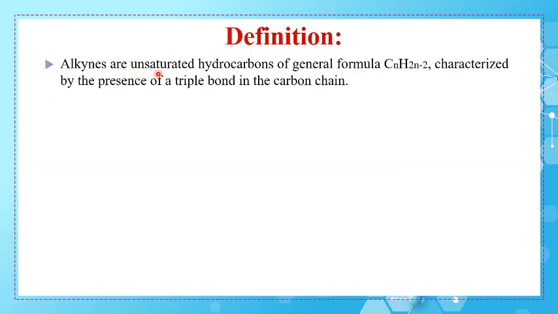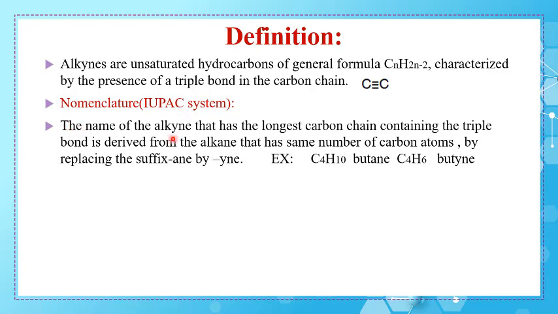Definition: alkynes are unsaturated hydrocarbons of general formula CnH2n-2 characterized by the presence of a triple bond C≡C in the carbon chain. Nomenclature according to IUPAC system: the name of the alkyne that has the longest carbon chain containing the triple bond is derived from the alkane that has the same number of carbon atoms by replacing the suffix -ane by -yne.